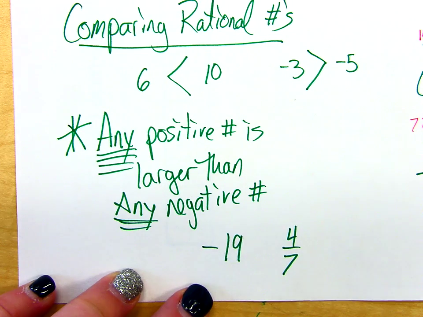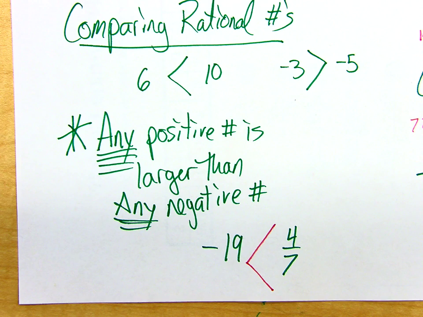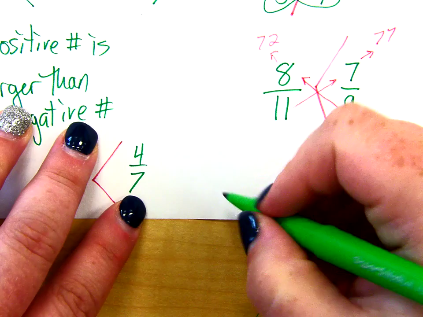4/7. It's gotta be. Any positive number. It could be the tiniest positive number in the whole wide world. Let's actually compare some decimals. Say I want you to compare.